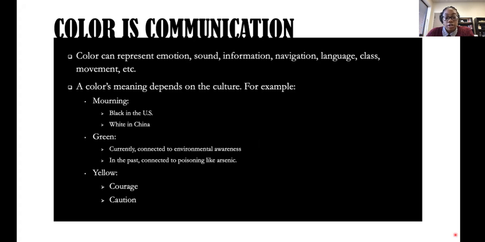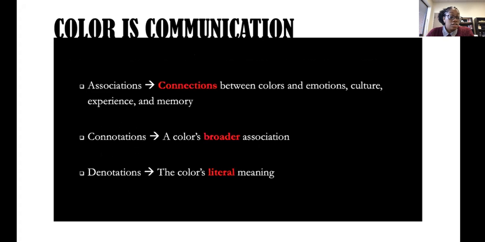So think about what your favorite color is. How does it make you feel? Is there any cultural significance? And also remember, interpretation of colors is always subjective. But when it comes to color, you have associations, which are connections between colors and culture. For example, red and blue can mean a political party, or red can mean love. Then connotations are a broader association, so green can mean envy, red can mean anger.